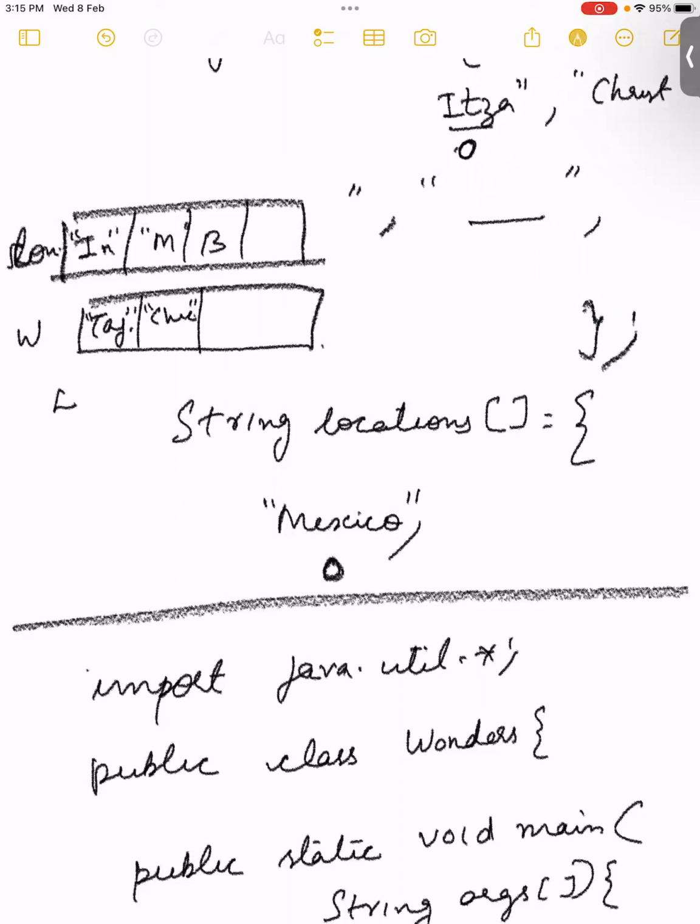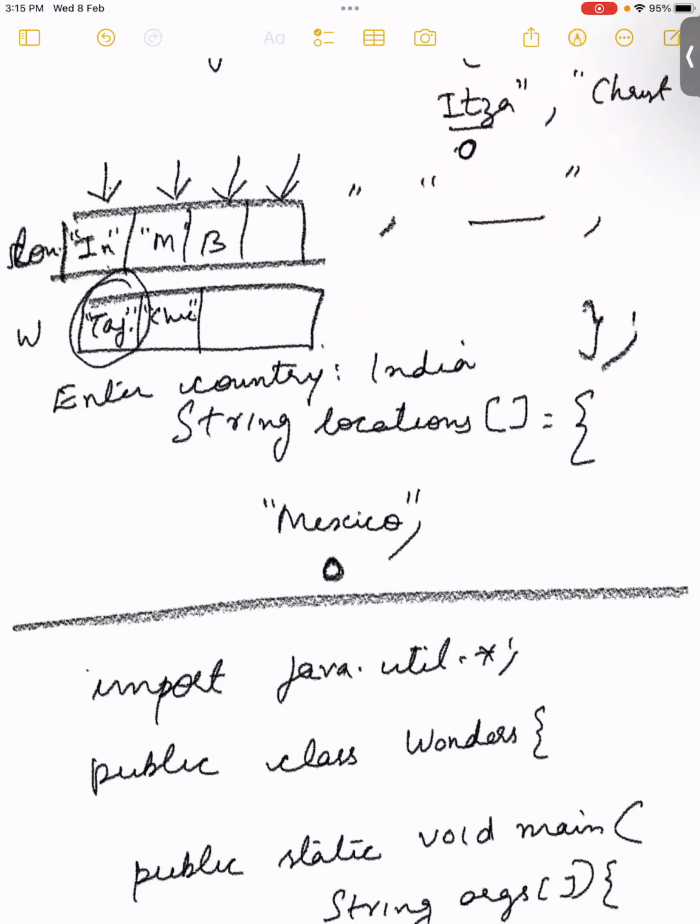Now I'm going to enter a country. I'm just entering a country. When you enter a country, assuming I am entering India, what happens is my program should look whether India is present in this array. If India is present, then corresponding to India, the wonder needs to be printed. Understood, all of you? So India should print Taj Mahal. So country name India, output is Taj Mahal. That's how it should be printed.